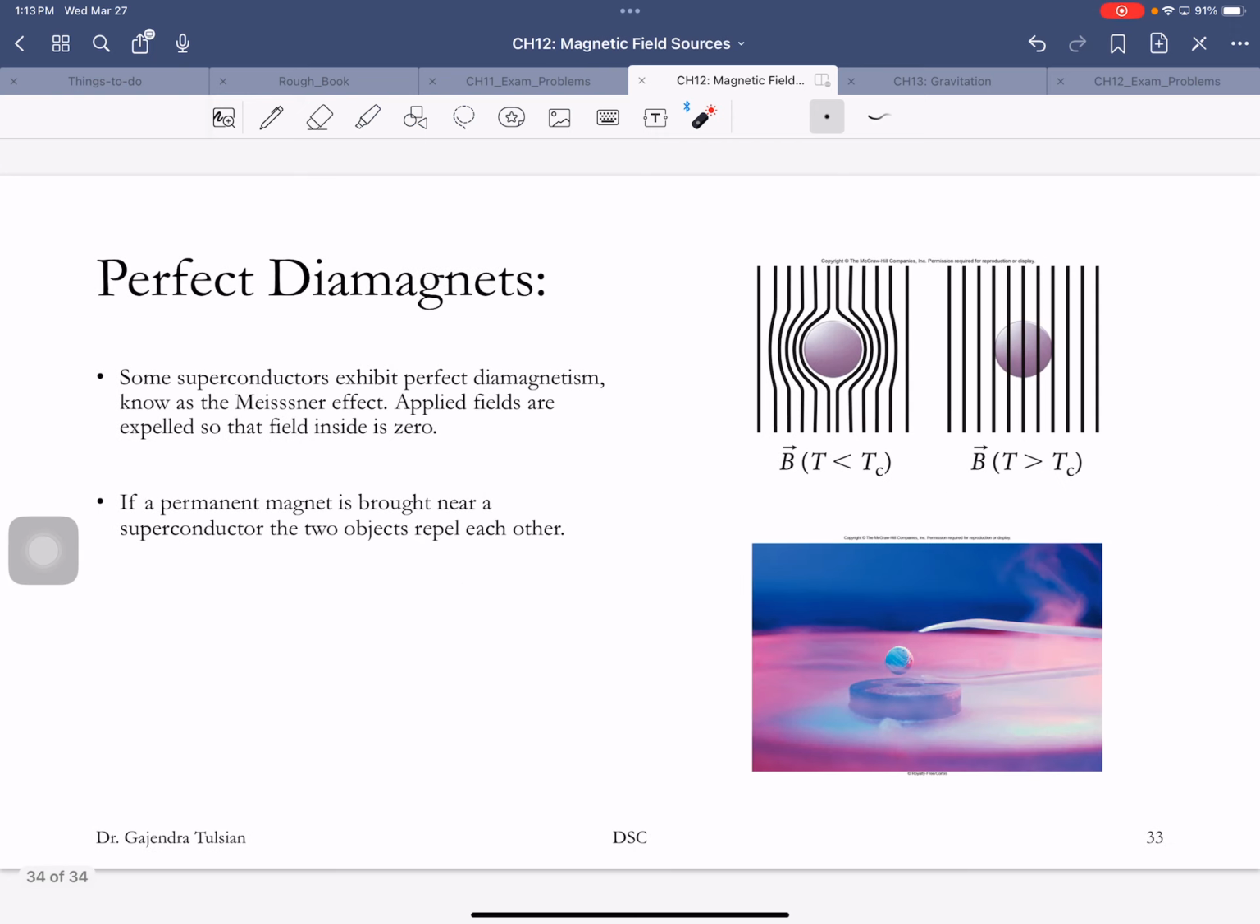Here is the superconducting magnet. This is an ordinary magnet, and this is acting like a diamagnet, and it's floating. All right, so those are the concepts from this chapter.